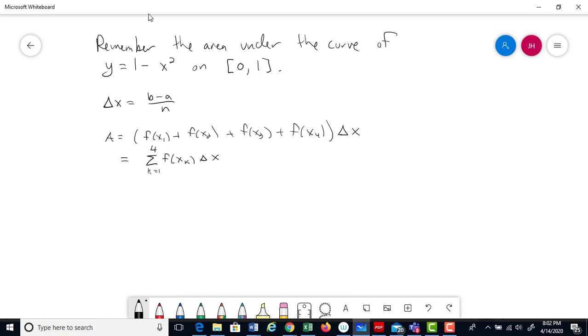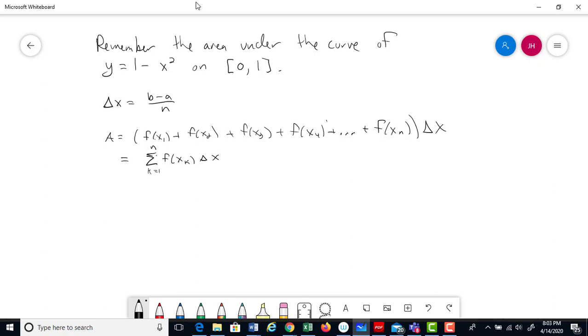So what I want to do is I don't want to use 4 rectangles anymore. I want to use all the rectangles, an infinite number of rectangles. So instead of stopping at 4, what if this just kept going, plus dot dot dot plus f of x sub n times your change in x. So this would just be n rectangles. The only difference is instead of stopping at 4, this is going to stop at n.